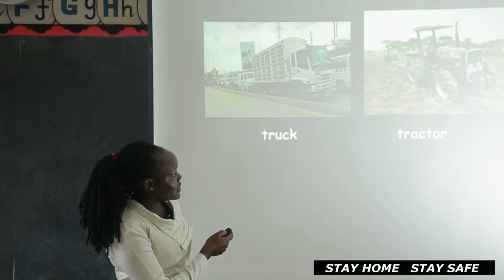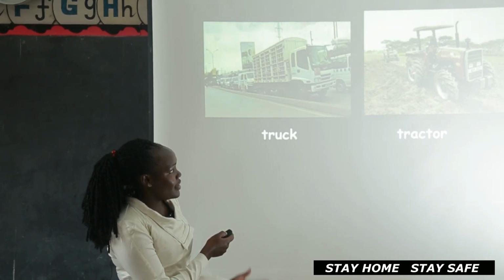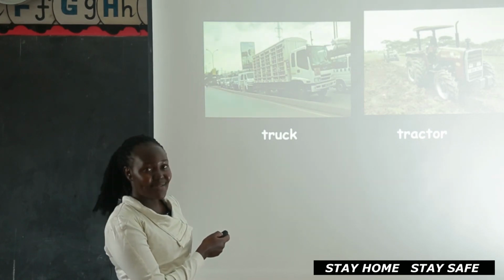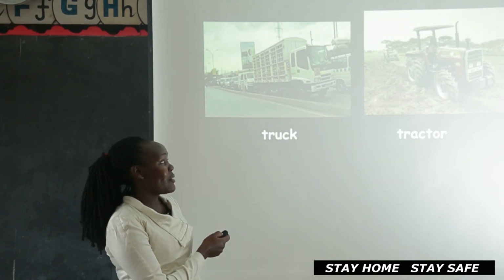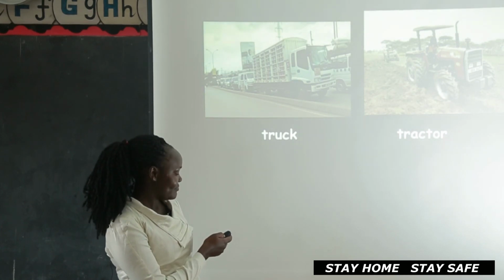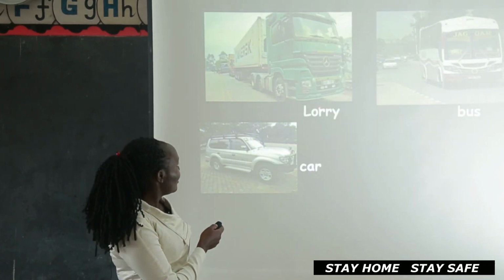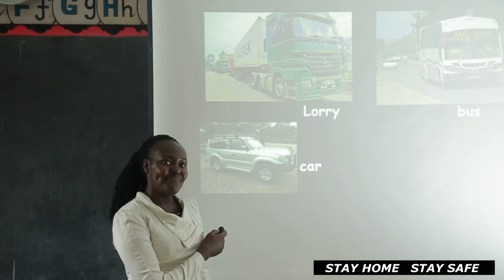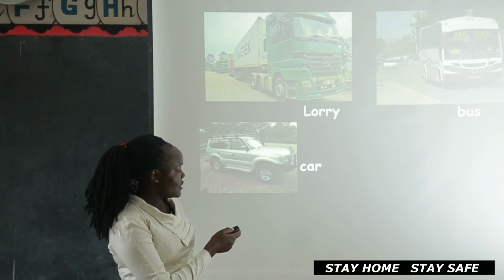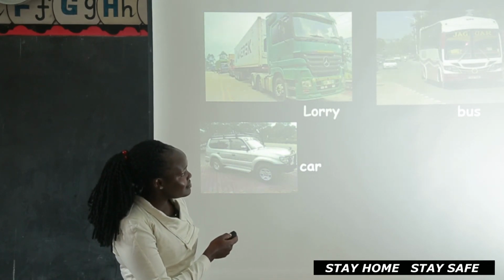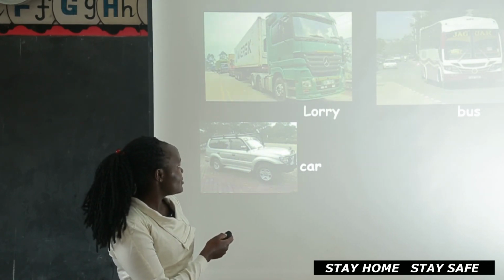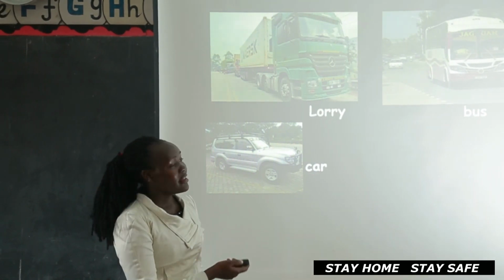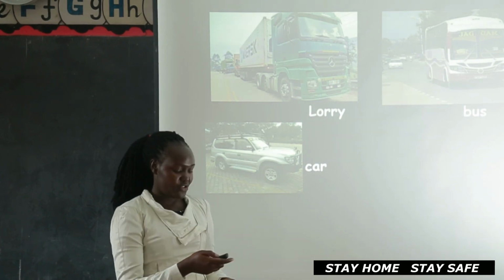So tractors are also means of road transport. They are plowing a certain piece of land for cultivation. Maybe they are going to construct a road. We have the lorry. You can see these ones help us to transport goods. We have the bus. There it is. We have the car. These are all means of road transport.